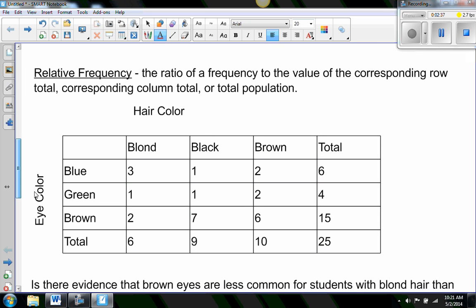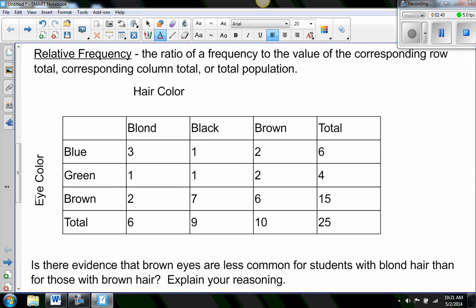Then we're also going to work with relative frequency, which is the ratio of a frequency to the value of the corresponding row total, corresponding column total, or total population. And so here I have a table that's already filled in, dealing again here with hair color and eye color. So across the top, I have the hair color, which is blonde, black, and brown, and then I have a row for the total. Eye color, blue, green, and brown, and then I have a total column. It's already been done for you.